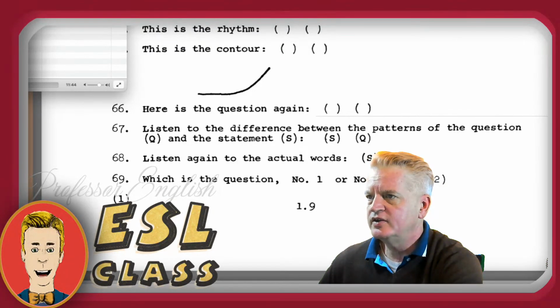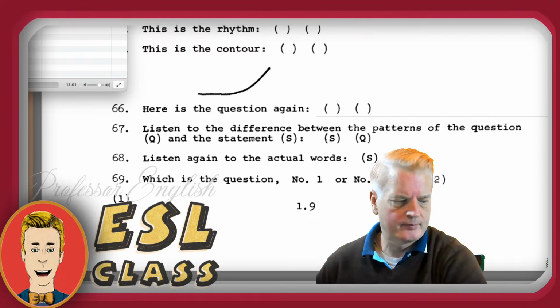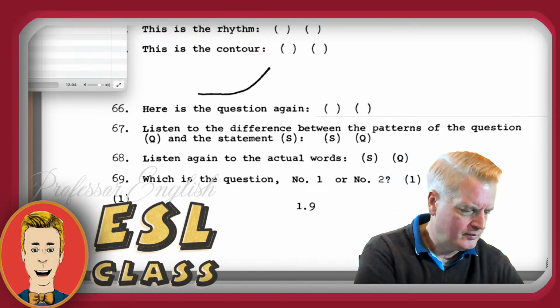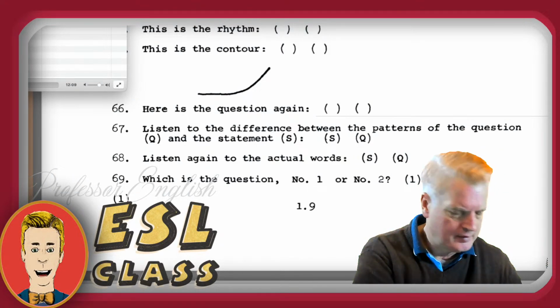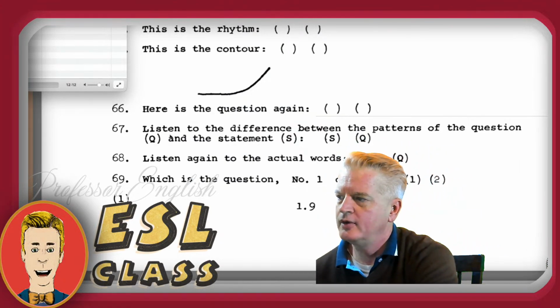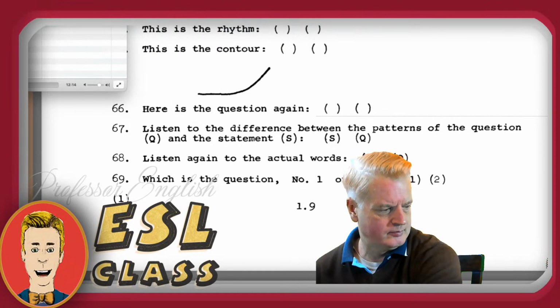66. Here is the question again. Verstehen Sie Frau Kunze? 67. Listen to the difference between the patterns of the question and the statement. Statement. Da da da da da da da da. Question. Da da da da da da da da. 68. Statement. Ich verstehe Frau Kunze nicht. Question. Verstehen Sie Frau Kunze?